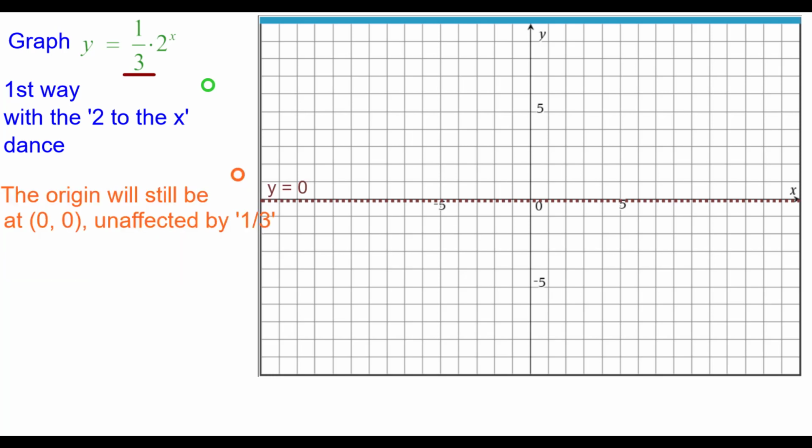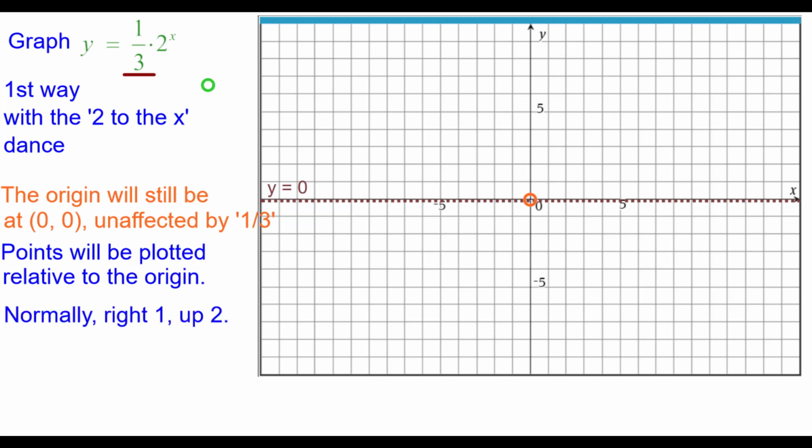The origin will still be at 0, 0. It is also unaffected by the 1/3, so we'll plot that one. Points will be plotted relative to the origin. Normally, on 2 to the x, it's right 1 up 2, because 2 to the first power is 2. But in this case, it's right 1 up 2/3 because of that 1/3 factor.